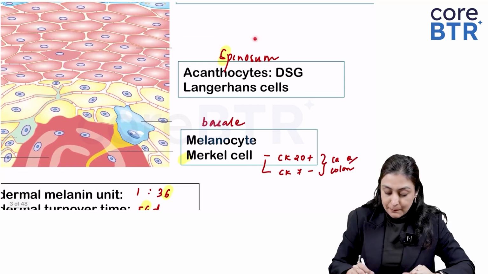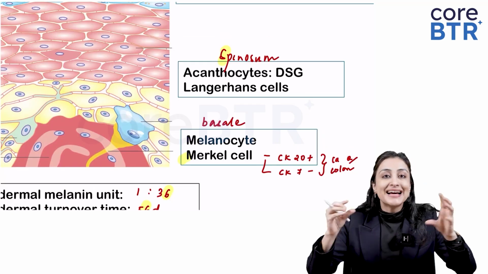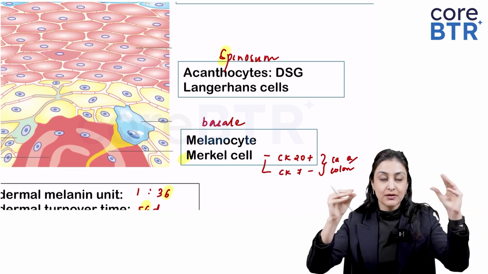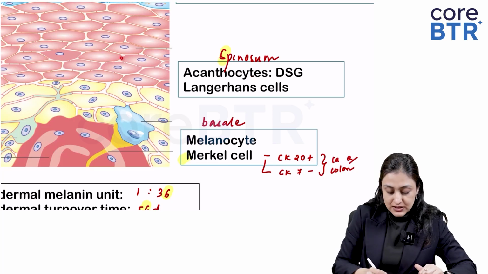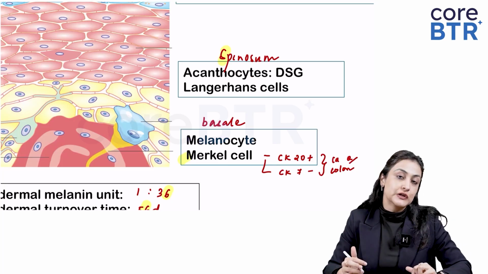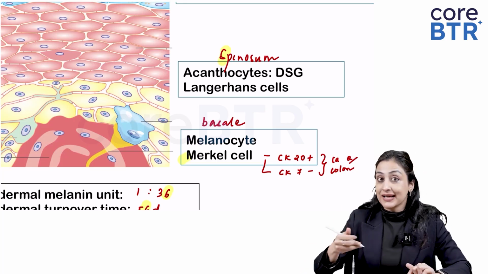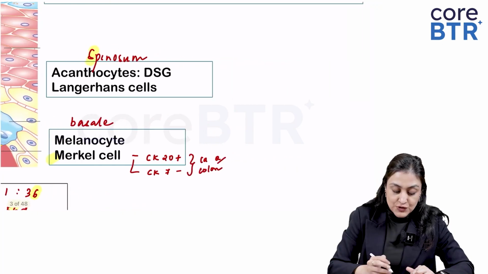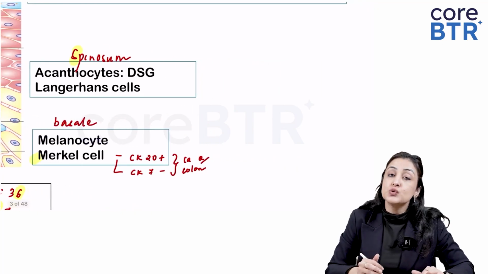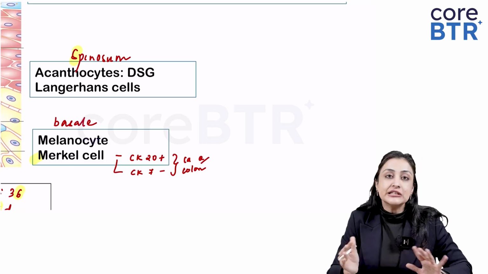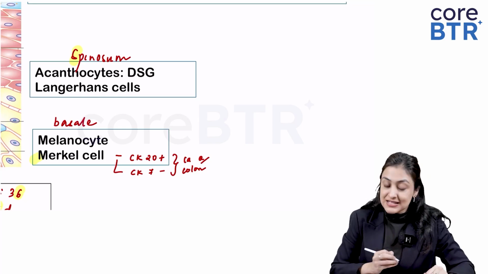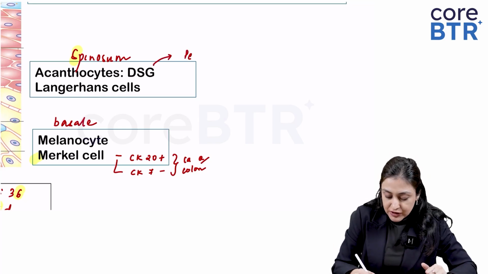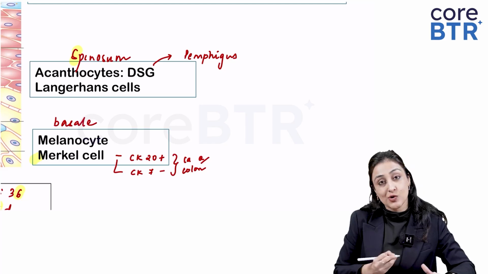Then we go on to spinosum. The very word spino means spines, means acantho. So this is where you have acanthocytes, the cells connected through intercellular connections. Hence, acantho is the word. So in these spinous processes, you have desmoglein, which is the intercellular connection. So now, in what condition do we have antibodies against desmoglein? That is pemphigus, right? So in pemphigus, you have desmoglein antibodies, an autoimmune condition.